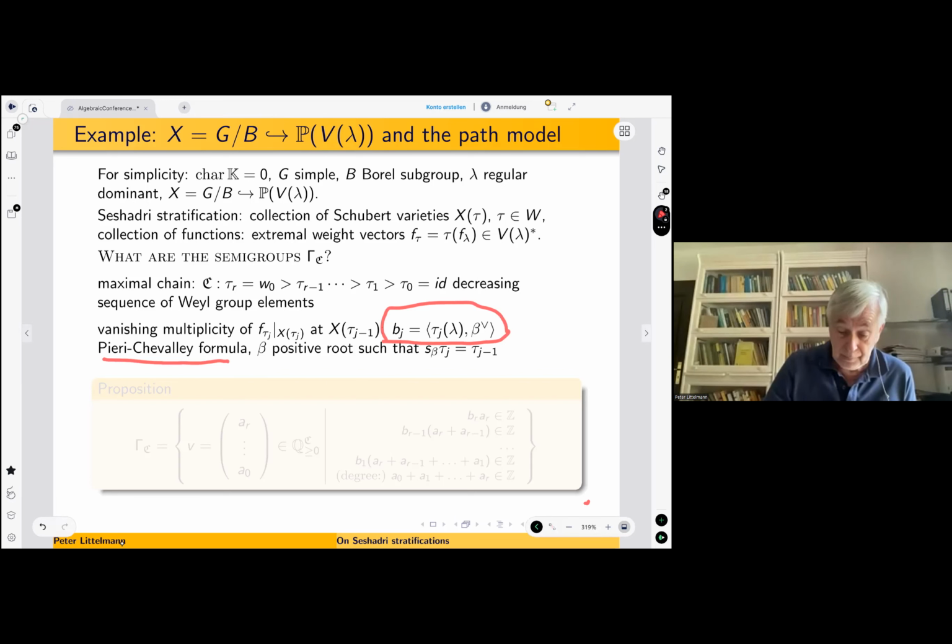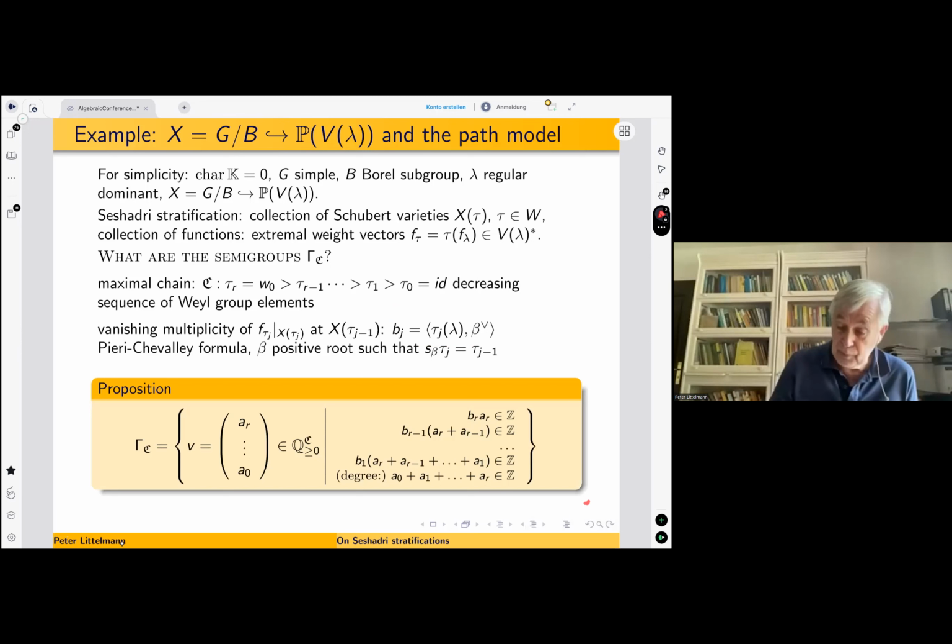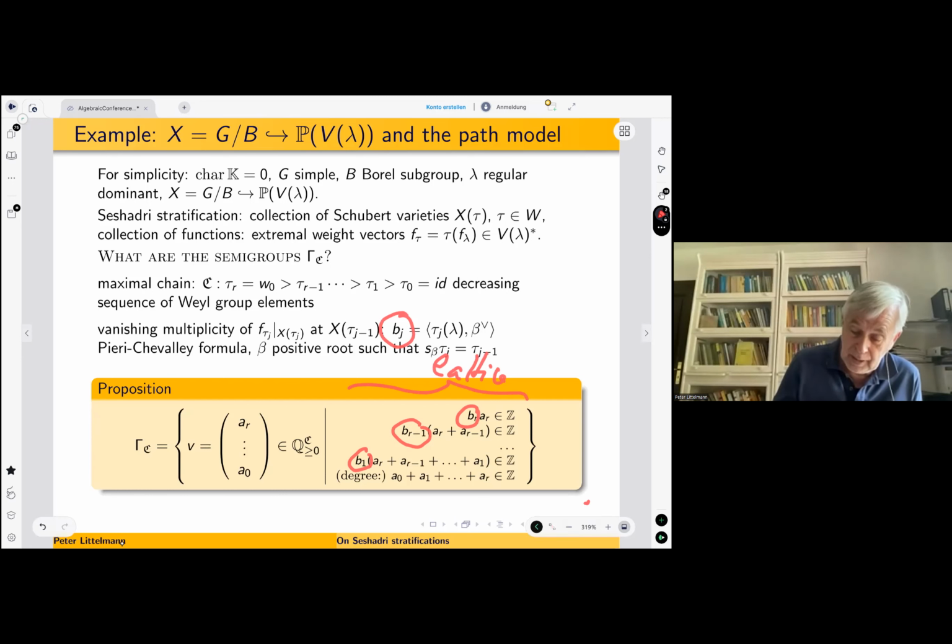So then the proposition tells me the following. I have here something which is actually a lattice, because I have from the Chevalley formula these numbers, and I have these integrality conditions, namely multiplying this coefficient with the number should be an integer, here again multiplying, and so on, that should just be an integer. So this is a nice lattice, and our semigroup is just obtained by intersecting this lattice with the positive orthant.